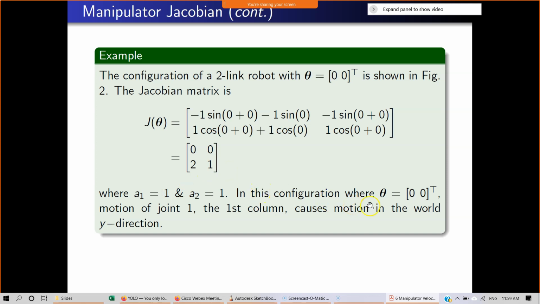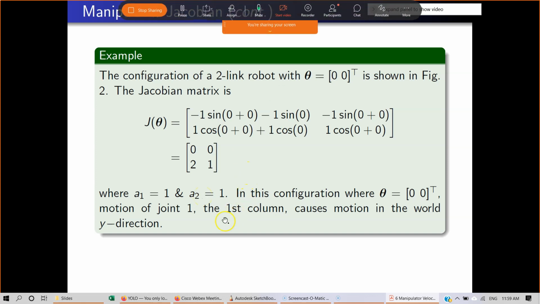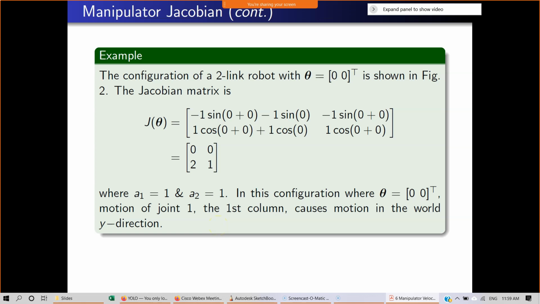So in this configuration, where theta 1 is 0, theta 2 is 0, the motion of joint 1, the first column, causes motion in the world y direction. Okay, why? Can someone please explain to me why it says the motion of joint 1, the first column? Why is that the case? It says motion of joint 1, the first column. What does it mean?